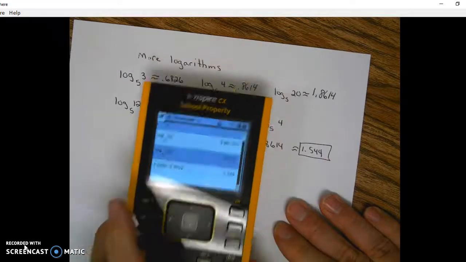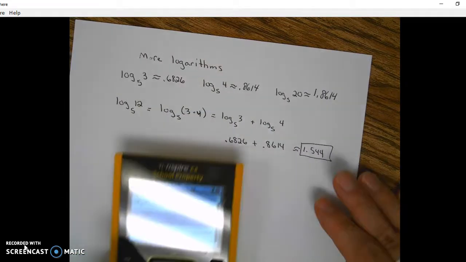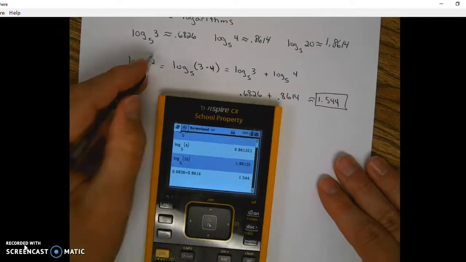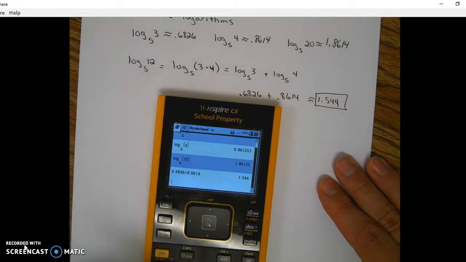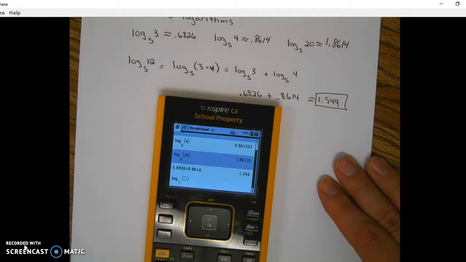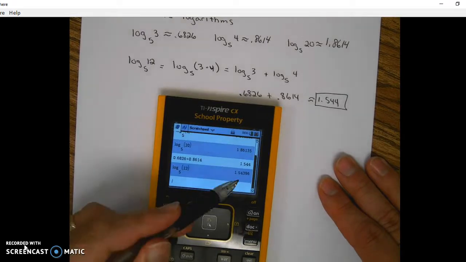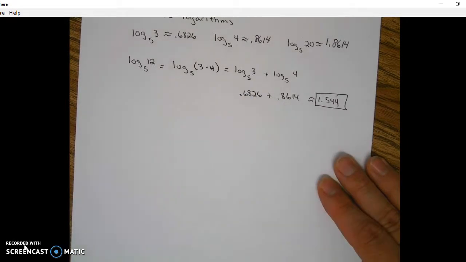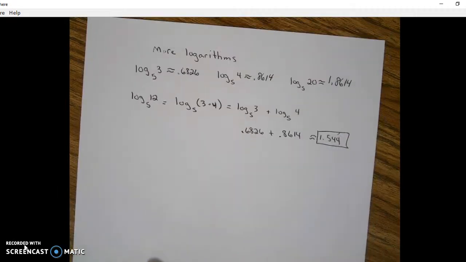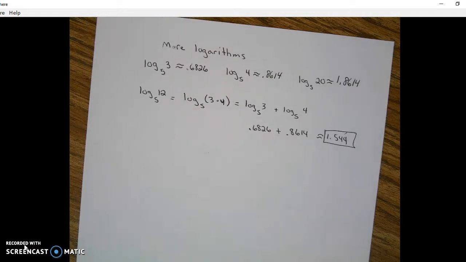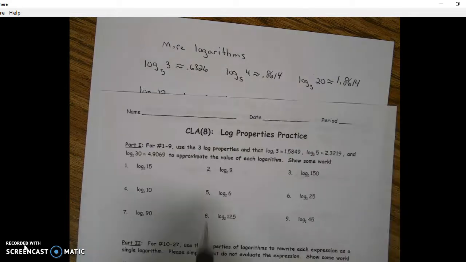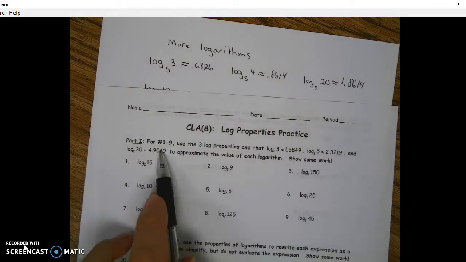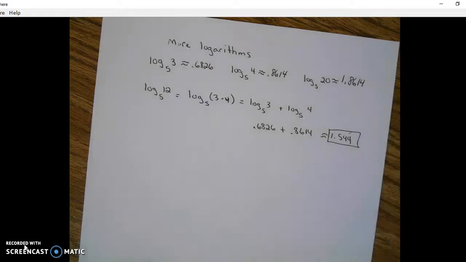So if I was to check my answer here, log base 5 of 12, we get approximately 1.544, which is what we got right here. Okay, so please do not just plug these into the calculator. Use the approximations that are given here, and use the properties to figure out the answer.